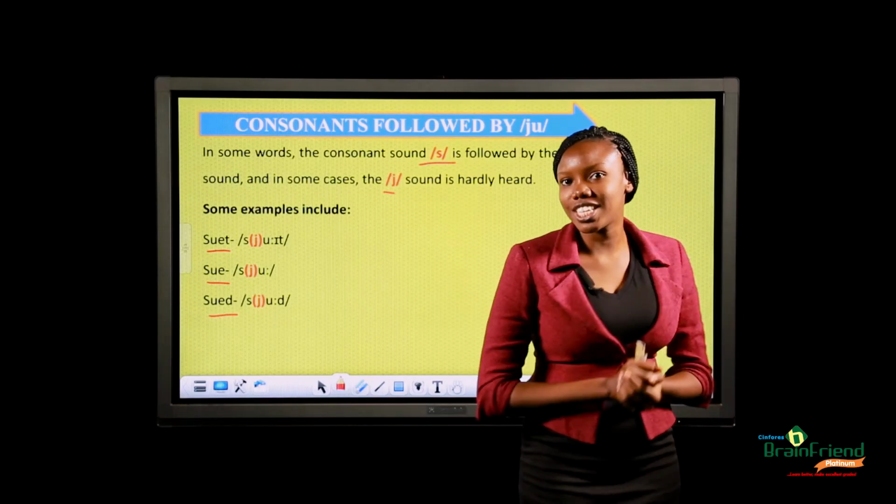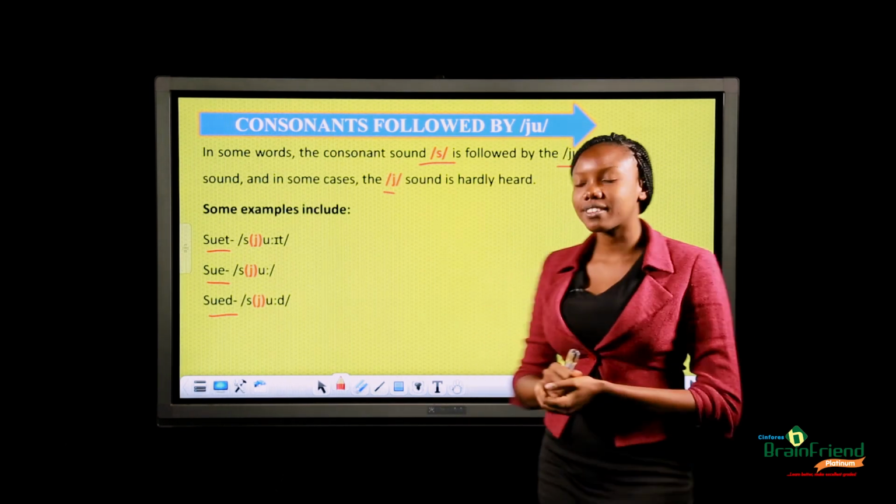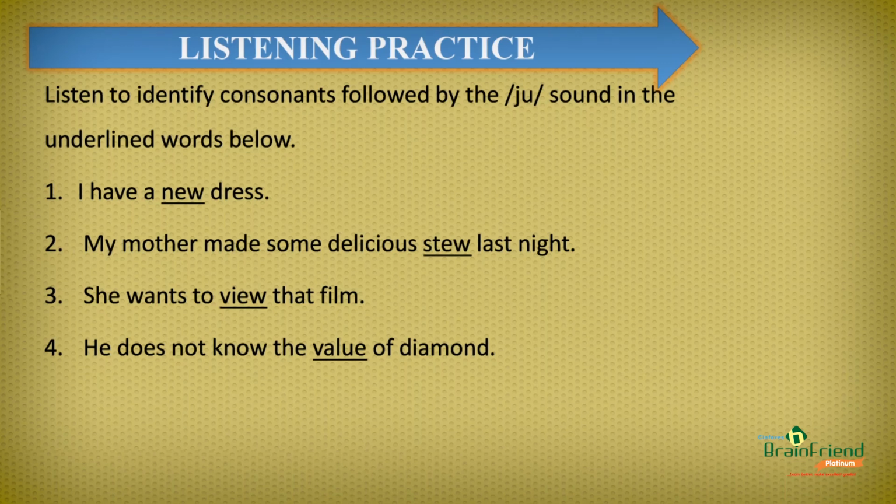I'm sure you've enjoyed this section. Now, let's take a listening practice. Join me. Listen to identify the consonants followed by the ju sound in the underlined words below. Sentence 1. I have a new dress. Sentence 2. My mother made some delicious stew last night. Sentence 3. She wants to view that film. And lastly, sentence 4. He does not know the value of diamond.